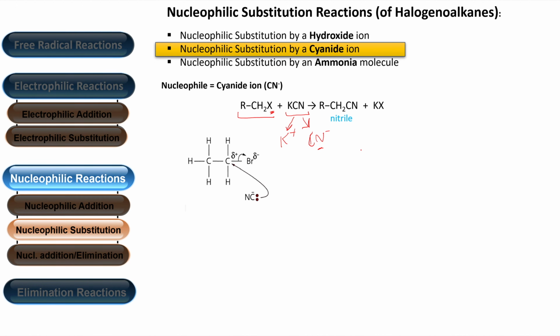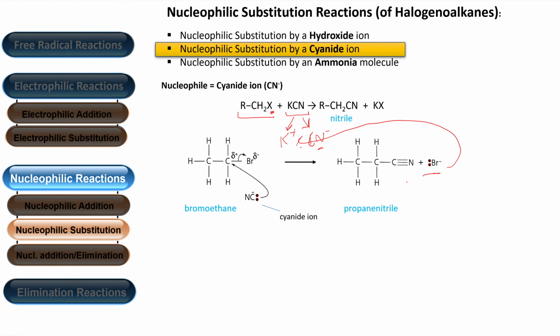If you look at the example, we have bromoethane here, which is attacked by the cyanide ion, carrying its pair of electrons. So the cyanide ion gives the pair of electrons to the carbon and makes a bond with the carbon, and at the same time breaks the carbon-bromine bond. So the bromide ion is now free. So what we get at the end is propanenitrile plus bromide ion. That bromide ion will make a bond with the potassium ion to make potassium bromide in this case.